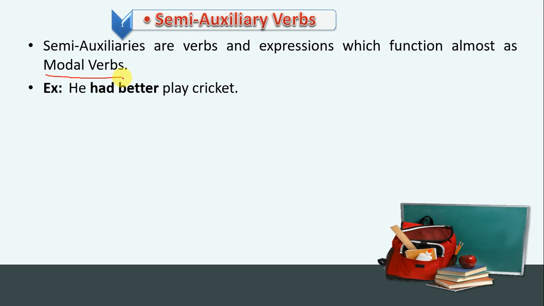For example, he had better play cricket. So had better is an auxiliary verb here. What type of auxiliary verb? Semi-auxiliary verb, right? He is going to play cricket. So be going to is also a semi-auxiliary verb.